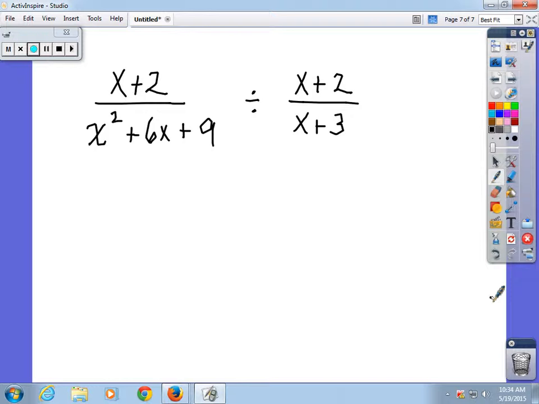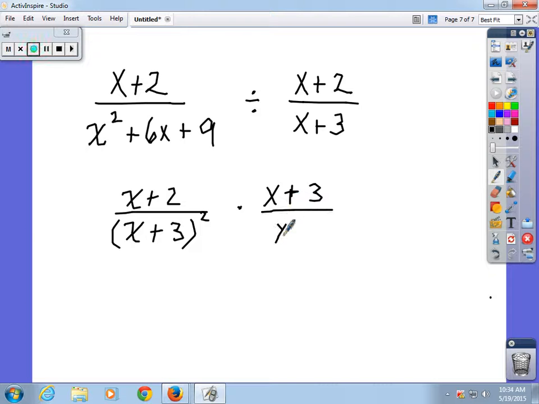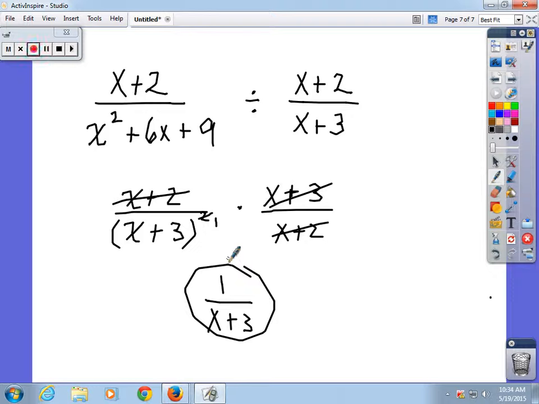So, this is shortcut number 1. So that's x plus 2 over x plus 3, quantity squared, multiplied by x plus 3 over x plus 2, and what happens? One of these cancels, so that means you got 1 over x plus 3. You have to. There's no other way to write it.